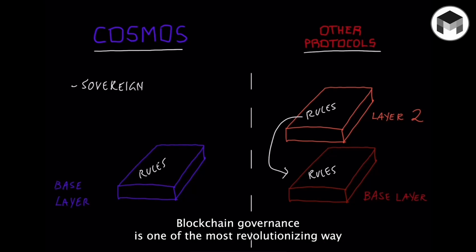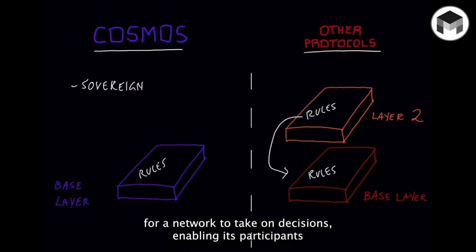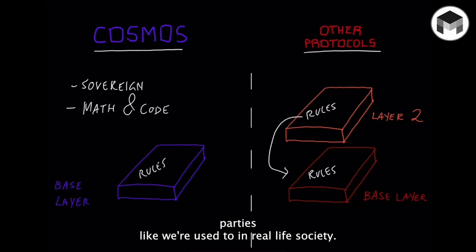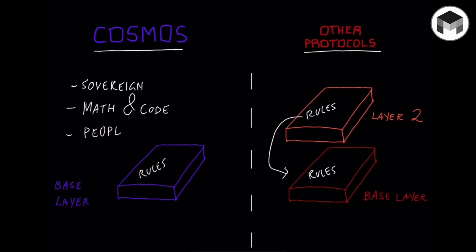Blockchain governance is one of the most revolutionizing ways for a network to take on decisions, enabling its participants to rely on math and code rather than trusting people and third parties like we're used to in real-life society.